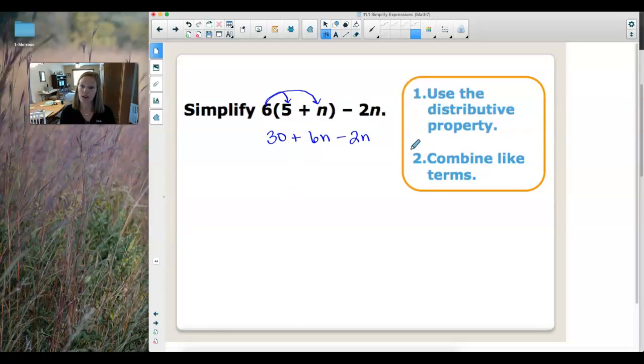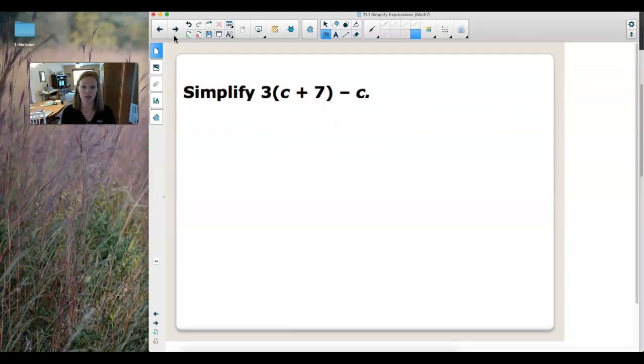Okay, now we're not quite done. We did the first step, which was use the distributive property. Now we need to do the second step of combine like terms. Well, I look at the 30 and there's nothing to combine with that, so I'm just going to bring the 30 down. But then I have plus 6n and minus 2n. 6n minus 2n is positive 4n, so I would put plus 4n. And there's our answer, 30 plus 4n. Okay, let's try another one.